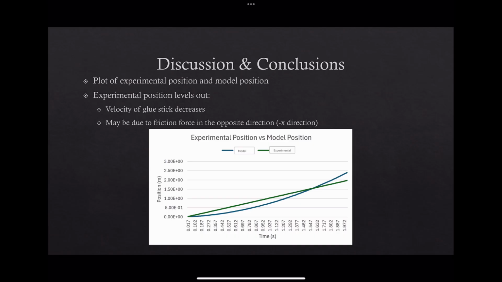In plotting both the experimental position and the model positions of the glue stick, we can see that the experimental position levels out and that the velocity of the glue stick decreases as time goes on. This indicates that there were indeed other forces acting on the glue stick, which may have been friction, acting in the opposite direction, causing it to slow down. In future models, it would be intuitive to take into account the coefficient of friction when generating a model position for the glue stick position throughout time.